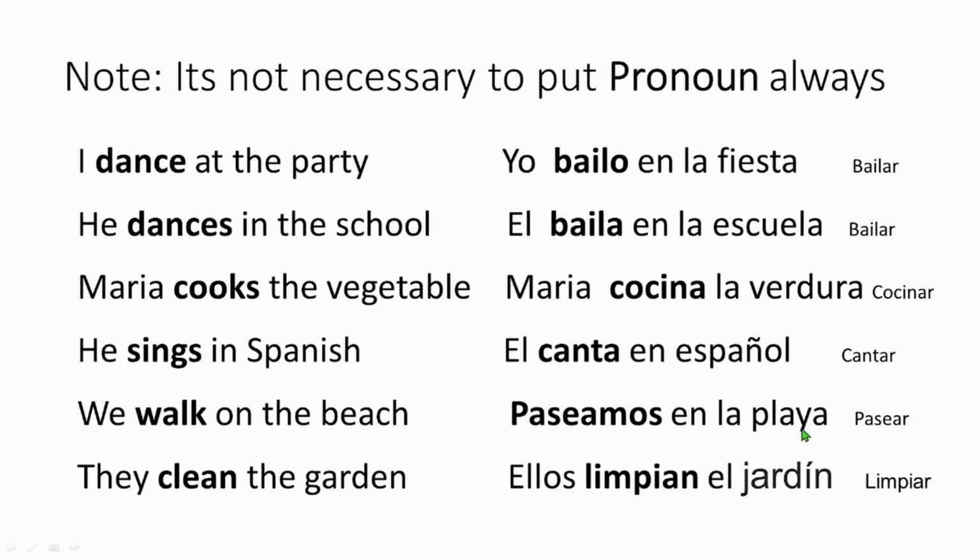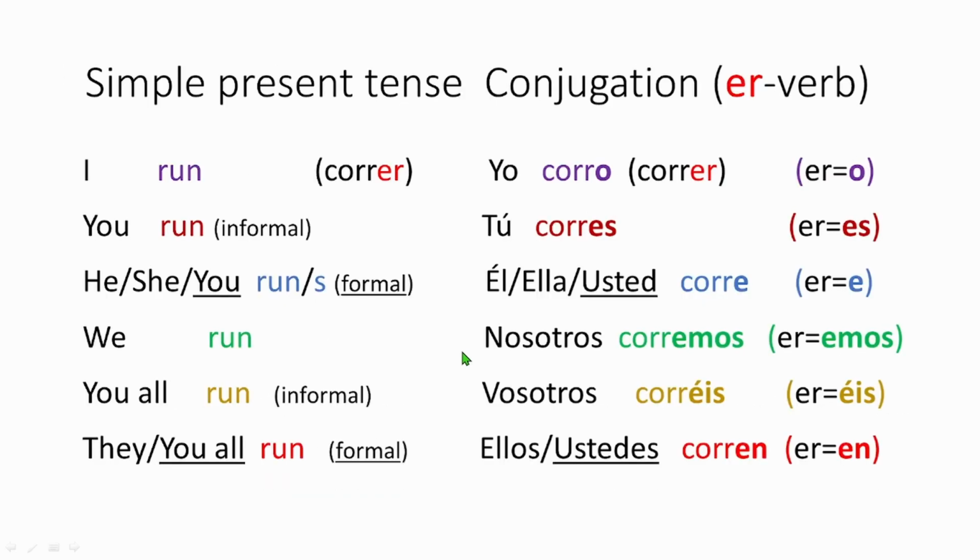Playa is beach. Perfect. Now they clean the garden. Ellos limpian el jardín. Now jardín is garden and el is the, limpiar is the verb for clean. So I conjugated it and made it limpian. Okay. So that is it. Perfect. Now let's move to the next part.